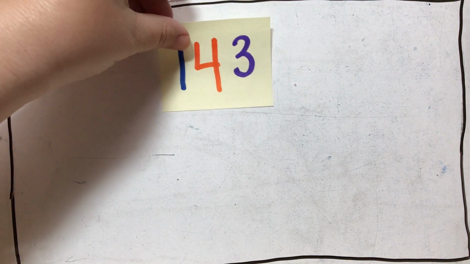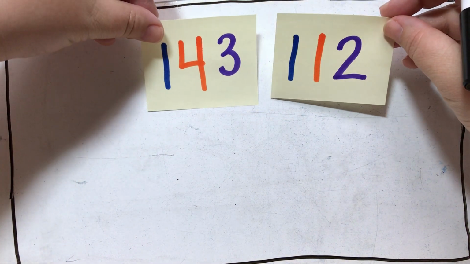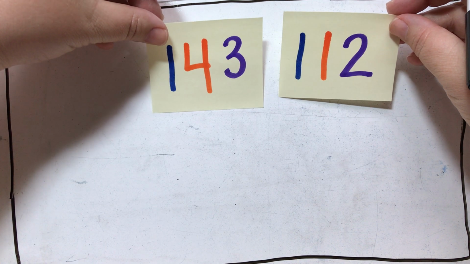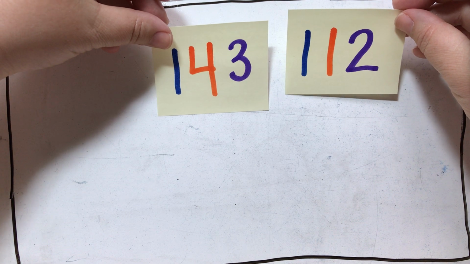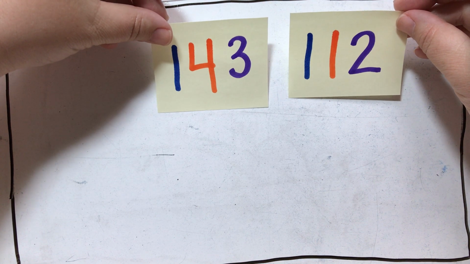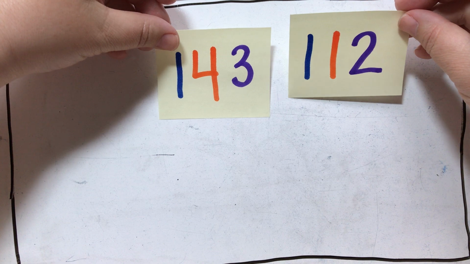The second strategy for placing numbers onto an open number line includes using landmark numbers that are tens or hundreds. So for this problem, I'm going to compare the numbers 143 and 112. I'm going to use the landmark numbers of 100 and 200, and then we'll see on the number line how we can check and see which one is bigger.